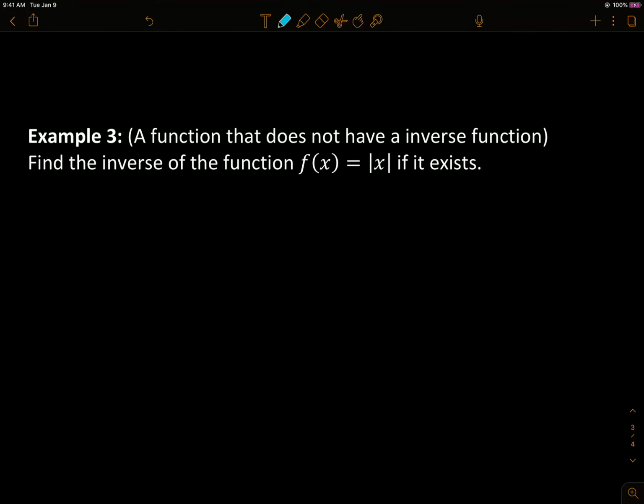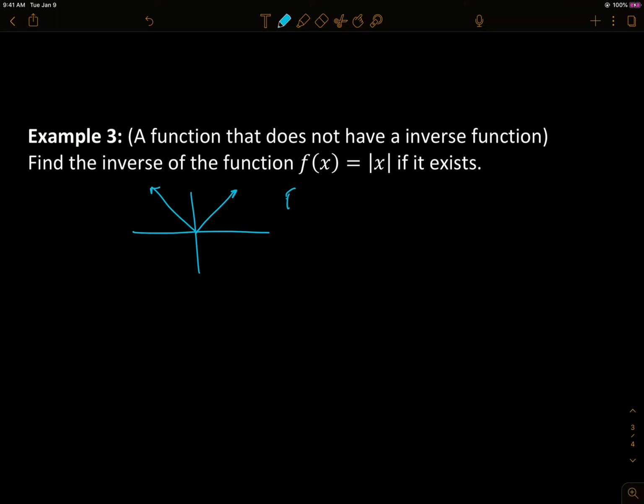So find the inverse of the function f of x equals absolute value of x, if it exists. And I kind of say up here in the example that this does not have an inverse function, so it's not going to exist. But let's see how we go through that. So one way to check if this function is one-to-one or has an inverse function, which mean the same thing, is to graph it and see if it passes the horizontal line test.